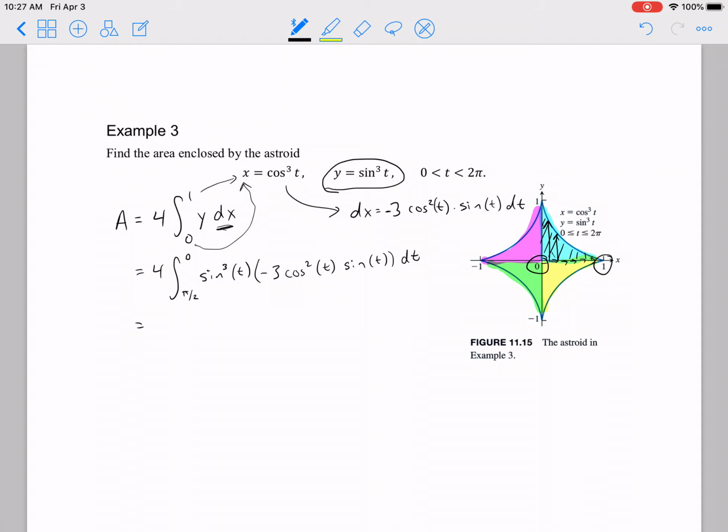We can actually get rid of our negative by flipping that. So this will become 0 to pi over 2. And then we can get rid of the negative that was in front of the 3 here. What we end up with is sine cubed of t times 3 cosine squared of t sine of t dt.